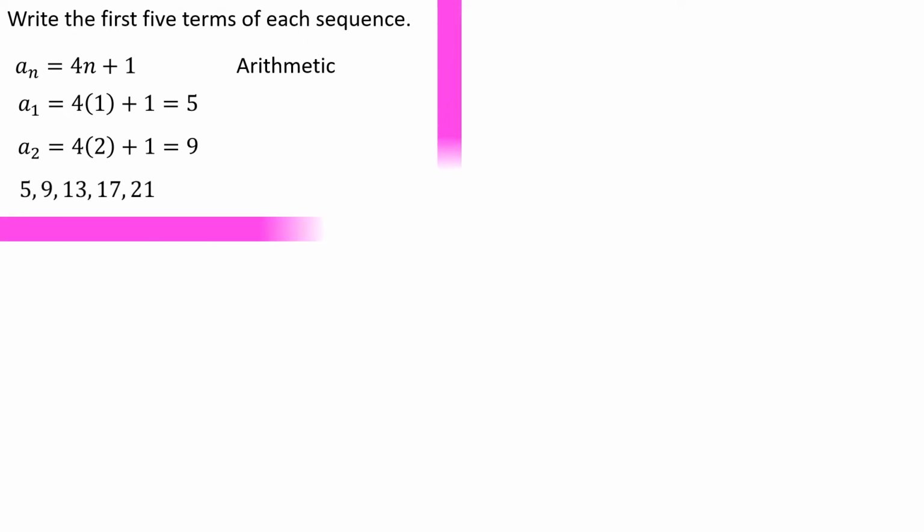Right? 5 plus 4 is 9. 9 plus 4 is 13. 13 plus 4 is 17. 17 plus 4 is 21. There's the first 5 terms.